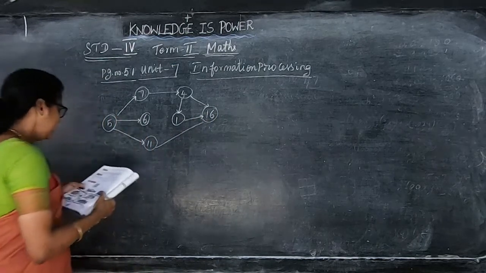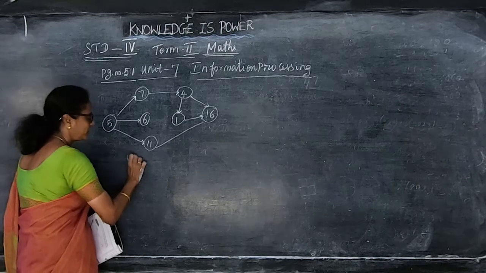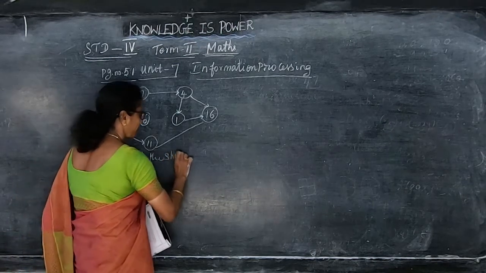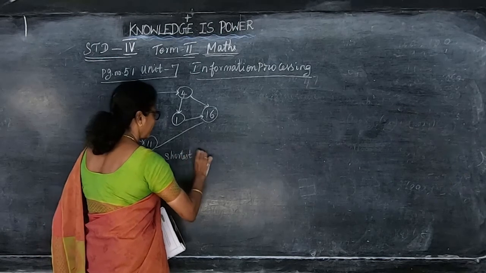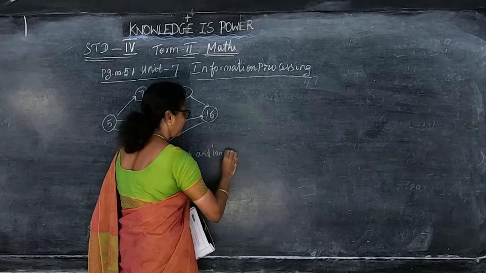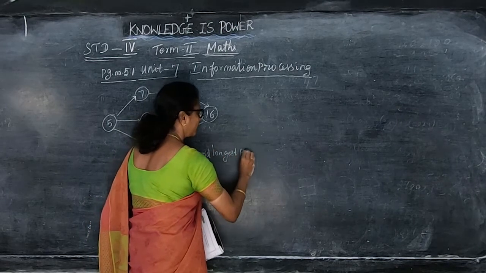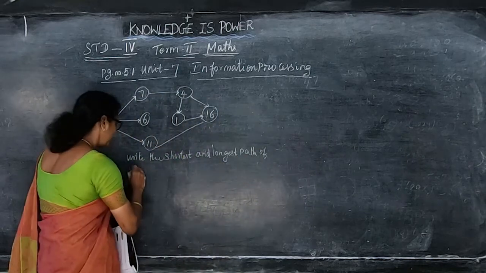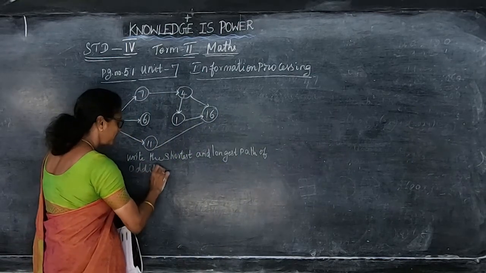Write the shortest and the longest path of addition of 16. This is the question.